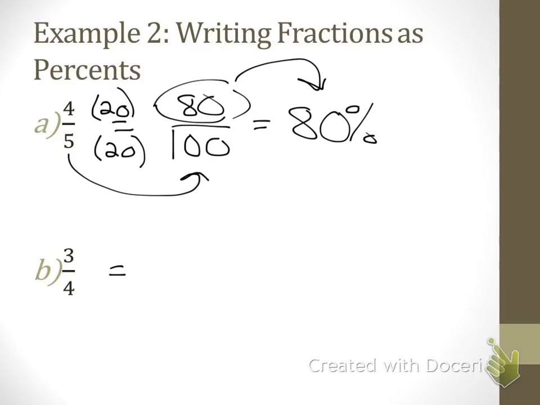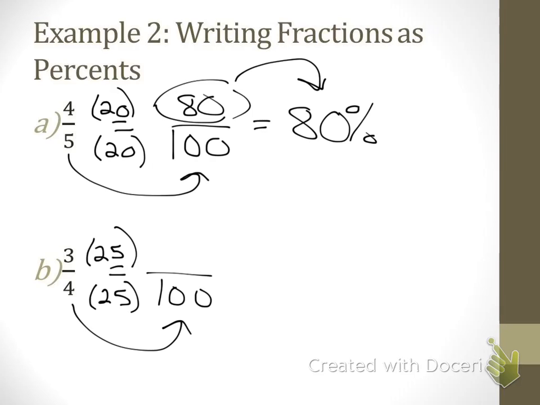Again, I'm trying to create an equivalent ratio, but it has to be out of 100 because a percentage has to be out of 100%. So how would I get from 4 to 100? What do I need to multiply 4 by to get to 100? 25. I need to multiply it by 25. Whatever I do to the bottom, I do the same thing to the top. And this is the work that you need to show. This is the work you need to show on your classwork. On any quiz or test, you need to show what you're multiplying by to get to that percentage. 3 times 25 is 75. Your answer is 75%, and that's what you would box as your answer.